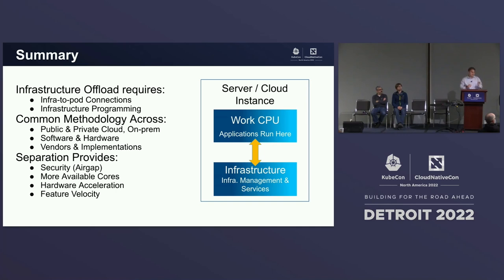One thing that Nupur mentioned, and we heard that part twice, is the need to have a connection from each pod into the infrastructure. This allows you to apply policy. When you've made that separation, in order to know where each pod is, the infrastructure needs to have a direct connection. In the case of a DPU and IPU, that can be a hardware secured connection that isolates all of the different pods from each other. And then the second common piece that's required is to be able to program that infrastructure.